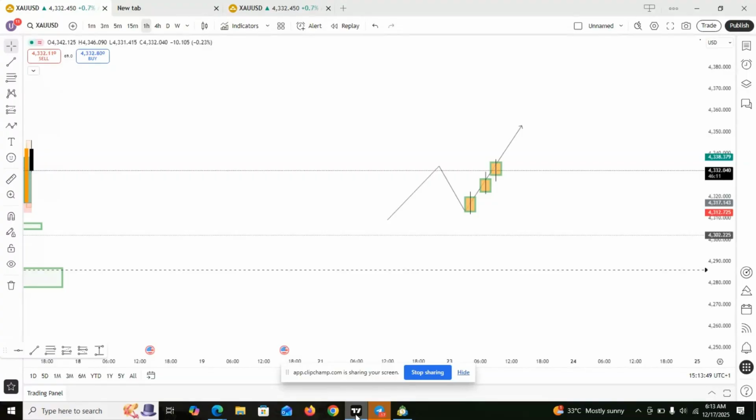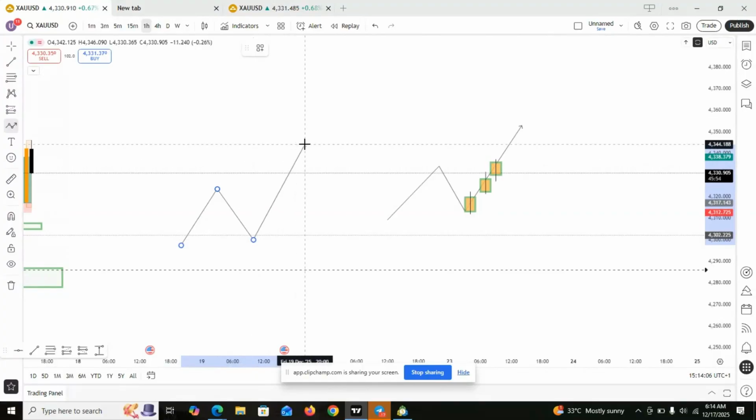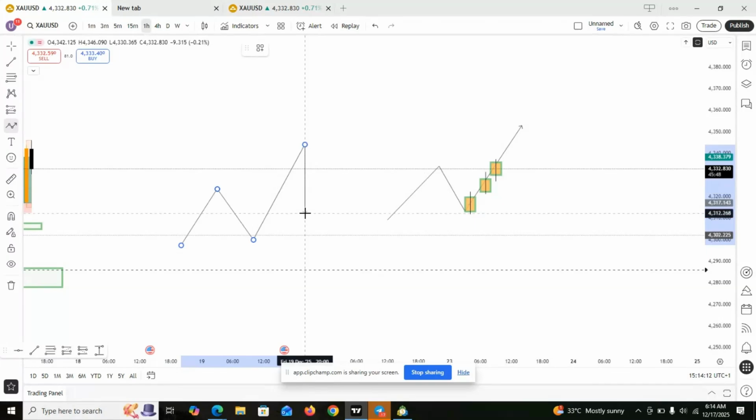So let me teach you the way I take my trades. Basically, all I do is wait for price to create a structure. After creating a structure, let price break that structure, then create a new high or a new low. In this case, a new high. So if price creates a new high like this, I will wait and let price come back into a discount area.